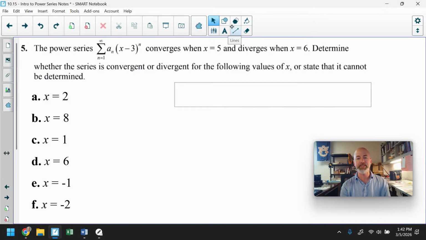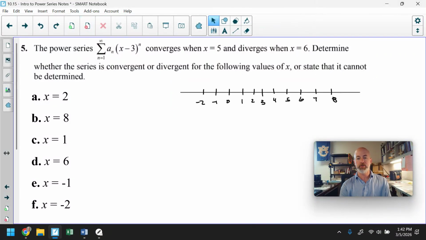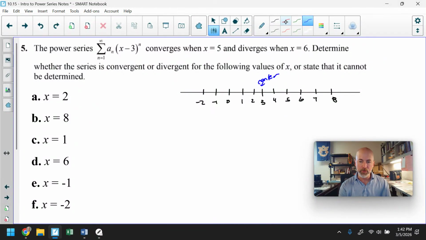And I'm noticing that the center of this series is 3. So what I'm going to go ahead and do is draw a number line. I'm going to have 3 in the middle, and then I'm going to think about all of these other values given. And so here I am. There's my number line. I'm going to make a note that 3 is the center. And then I'm looking at some other stuff. I know we converge at 5. So we're converging at 5. We're diverging at 6.